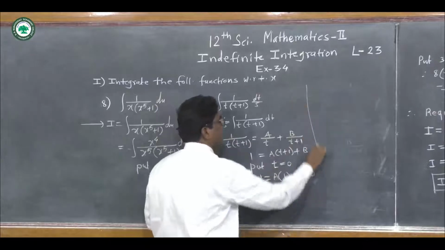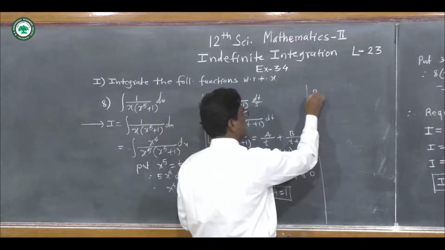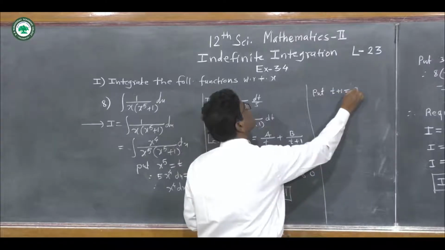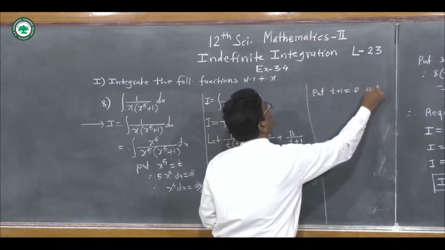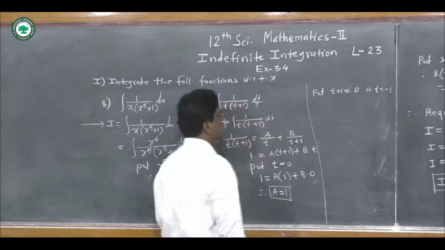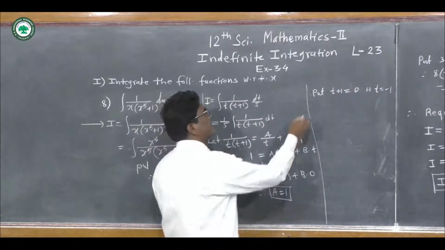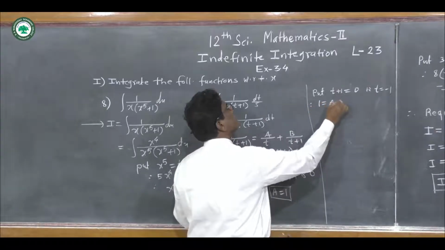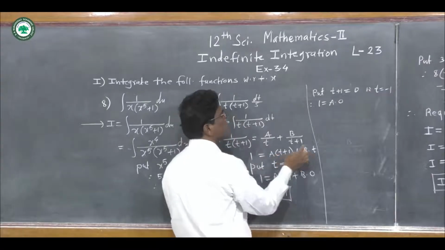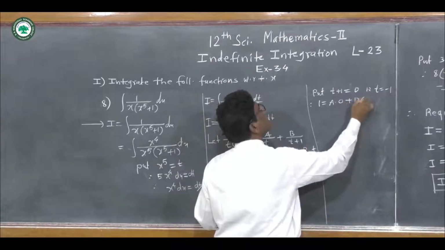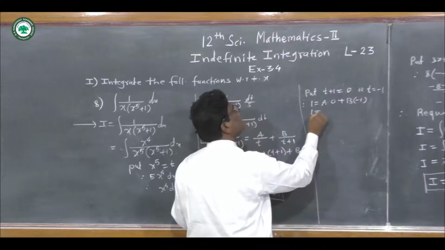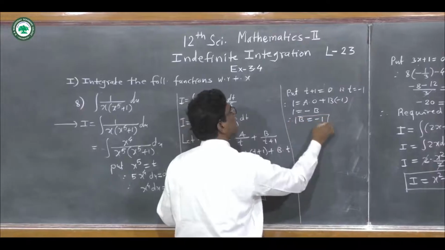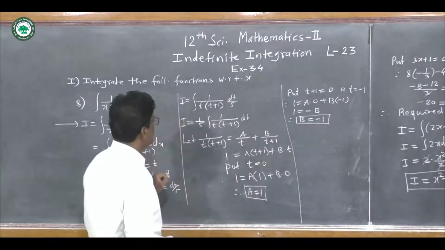Again put the second factor equal to 0. Second factor means here t plus 1. So put t plus 1 equal to 0, that is t is equal to minus 1. Put t equal to minus 1 in this equation. And therefore we get 1 is equal to, t plus 1 is 0, so a into 0, plus b into t, and t is here minus 1. So we get 1 is equal to minus b, and therefore we get b is equal to minus 1.